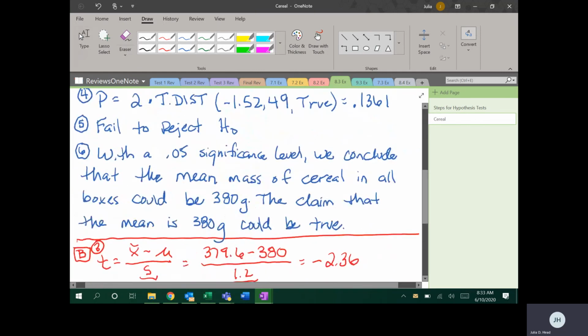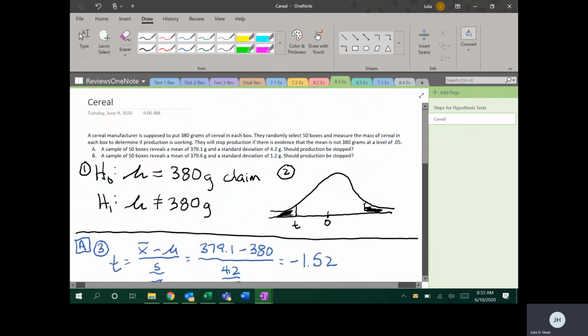The reason I like to do both of these examples is to talk about the importance of standard deviation. In the first example, in part A, the mean came out to be 379.1. And the real question is, is 379.1 close enough to 380 to say that the machine is working? And what we learned is that in part A, yes, it is close enough. So you would think in part B, with a mean of 379.6, that's even closer to 380. So if 379.1 was close enough, 379.6 has to be close enough. But it turned out that wasn't true. 379.6 was not close enough because the standard deviation was so much smaller. Things are much more compact at that second one.